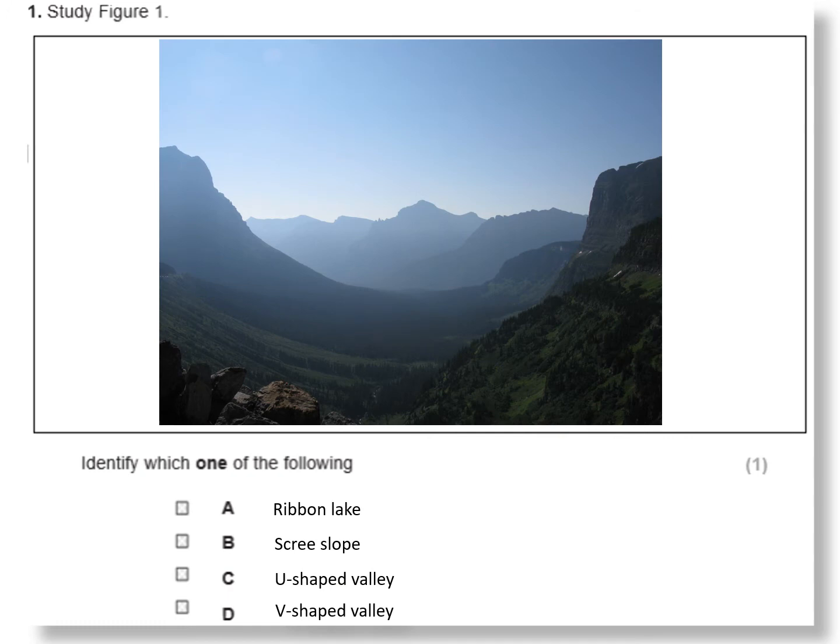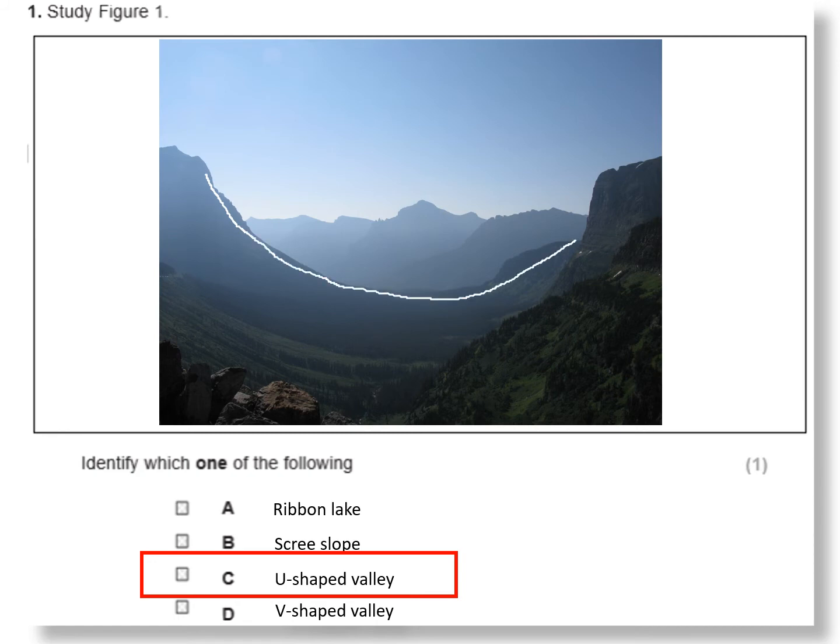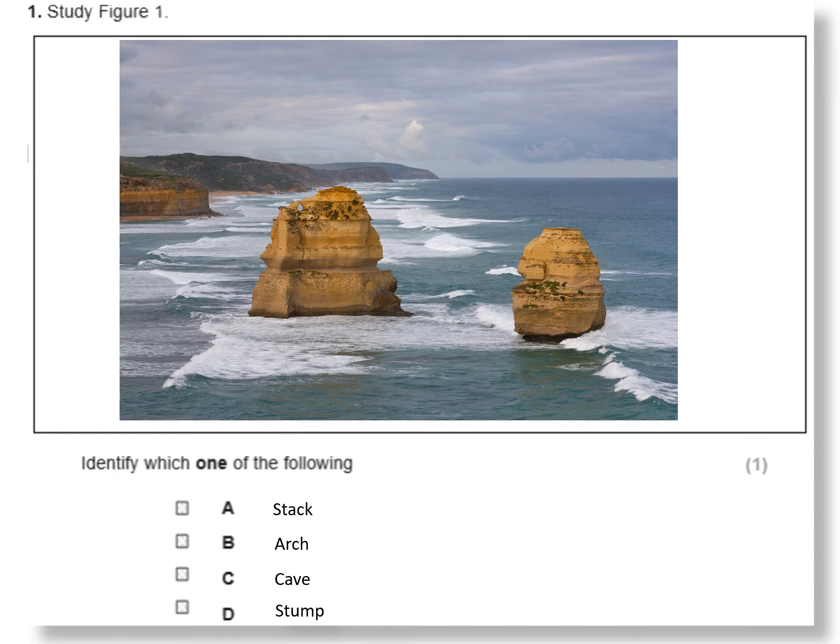Number 6, Ribbon Lake, scree slope, U-shaped valley or V-shaped valley. And the answer was U-shaped valley. You can see the perfect U-shape created by a glacier eroding a V-shaped valley here. And then lastly, number 7, do you see a stack, an arch, a cave or a stump? And the answer was A, a stack.